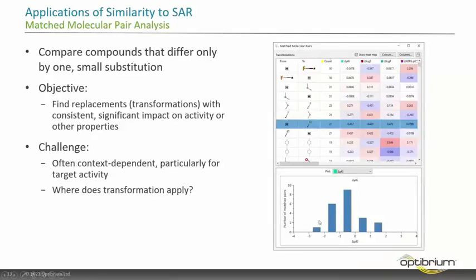The challenge with this, particularly if you're looking at quite a diverse data set, is that matched pairs are often very context dependent, particularly for target activity, which can be very sensitive to particular binding modes, or particularly if you're looking across different targets, it's very hard to translate that sort of SAR from one target into another. So you need to ask the question, well, if I can see this consistent pattern, where does it apply, and where are the exceptions that actually prove that rule?